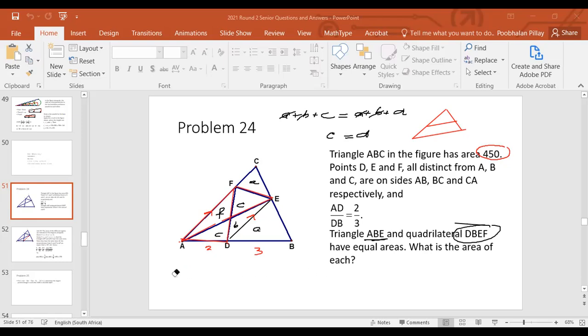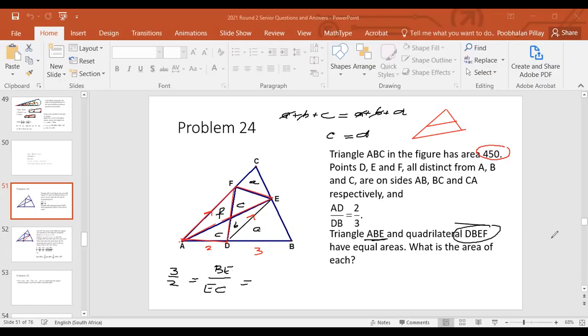Use black, for example. And now 3 over 2 is equal to BD over AD. That's the same as BE over EC. That's from the mean proportion theorem, which I mentioned.